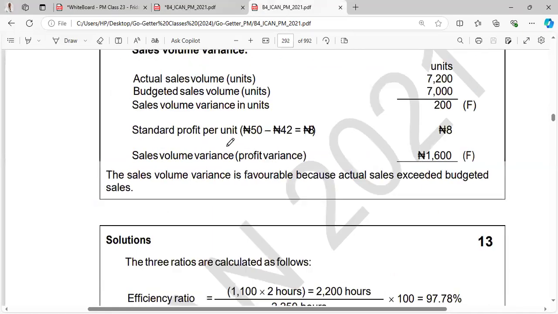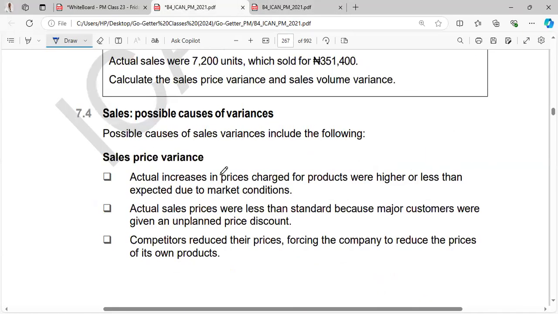All right. Possible causes include price variance, sales price variance: actual increase in sales price higher than what was expected due to market conditions. And we also see that actual sales price less than standard because major customers were given unplanned discount. Then competitors reduce their price and it forced the company to reduce its own price.